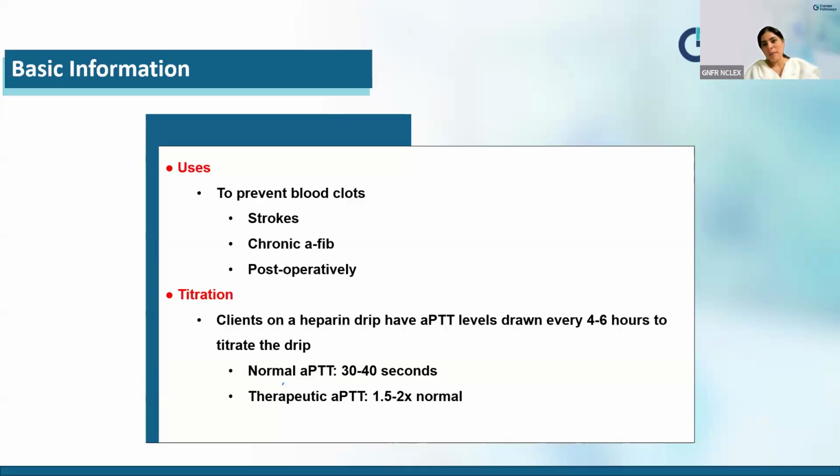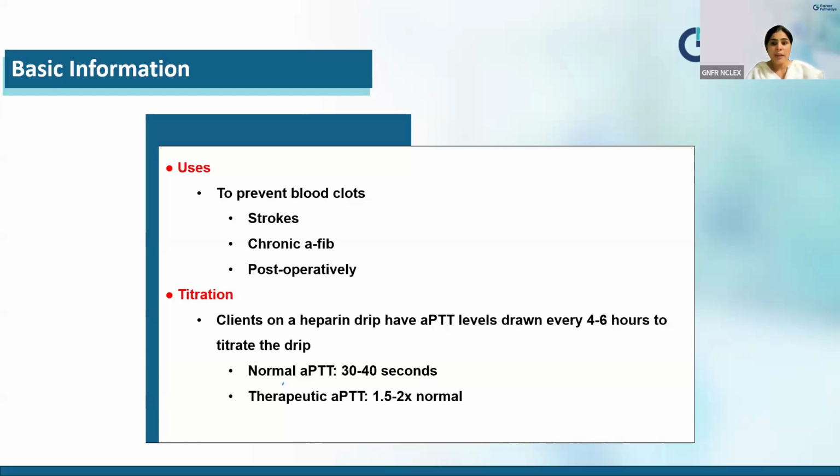Chronic atrial fibrillation, what happened? Due to stasis of blood. Because the heart is not pumping properly, na? Somehow the blood will be in stasis, right? So in this also, we are prescribing heparin, right?